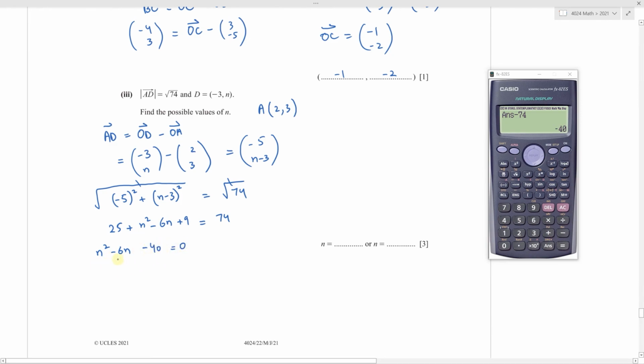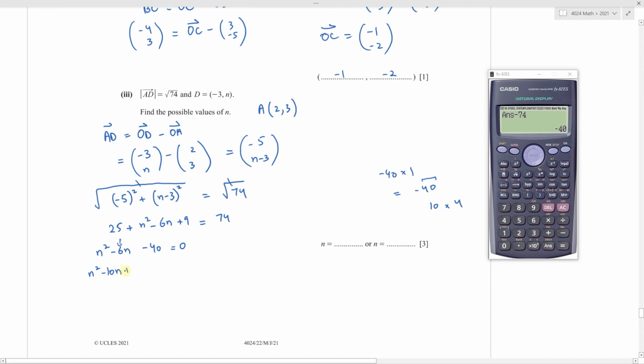So now again I have a quadratic equation in n that I need to solve. The constant is minus 40 multiplied by the coefficient of n squared, which is 1. This gives me minus 40. So now I'm looking for factors of 40. Since there's a negative sign, if I subtract them, I should get the number 6 here, which is the coefficient of n. So 10 and 4, if I multiply them, I get 40. If I subtract them, I get 6. Since I have minus 6, the larger number, which is 10, will have a negative sign.